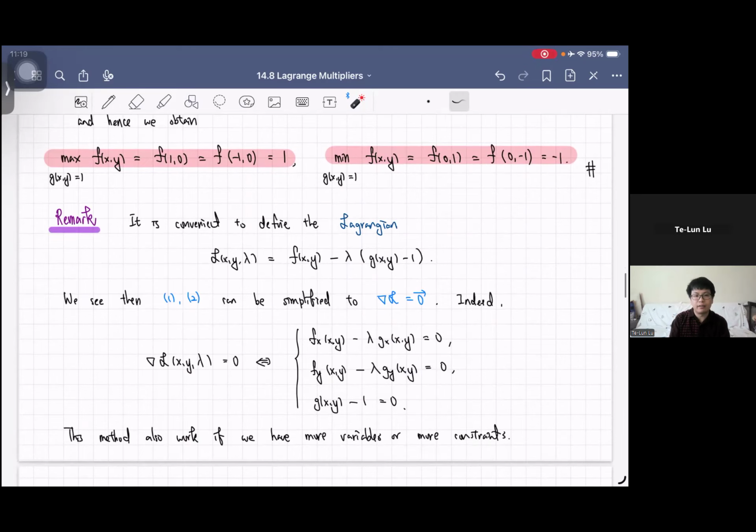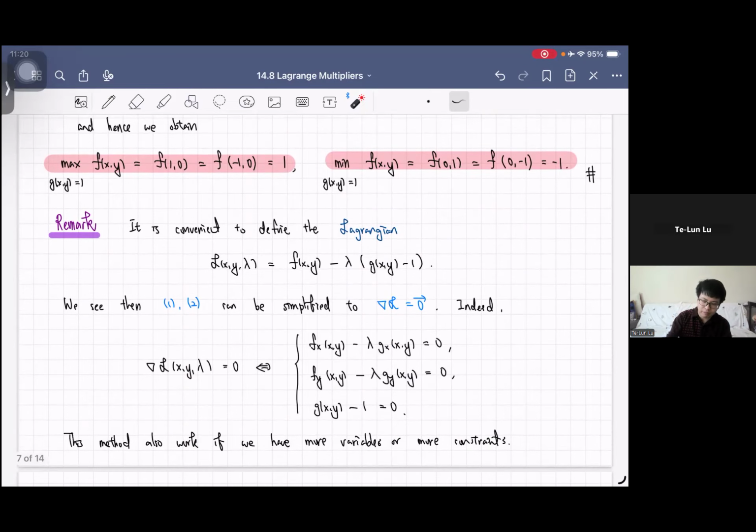So it is convenient to define this kind of function. We define L of x, y, lambda, a three-variable function, to be f of xy minus lambda, the additional Lagrange multiplier, multiplied by the constraint, so now it is g of xy minus 1. And then actually the whole computation that we have just done can be reduced to gradient L being 0.